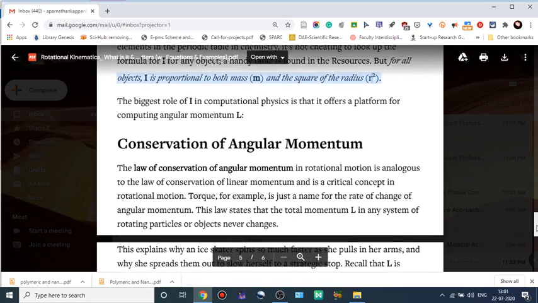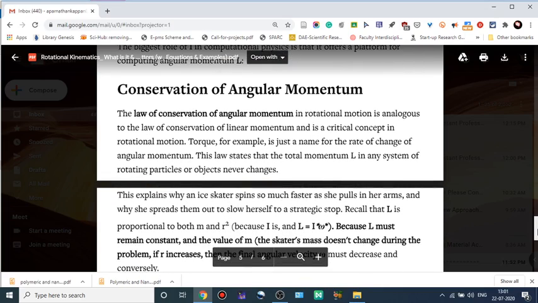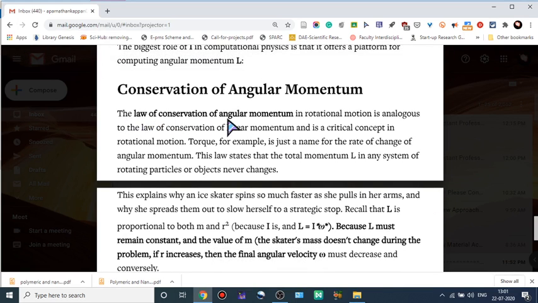Next is the conservation of angular momentum. The law of conservation of angular momentum in rotational motion is analogous to the law of conservation of linear momentum in translation. Here L is equal to I omega, where L is the angular momentum, omega is the angular velocity, and I is the moment of inertia.